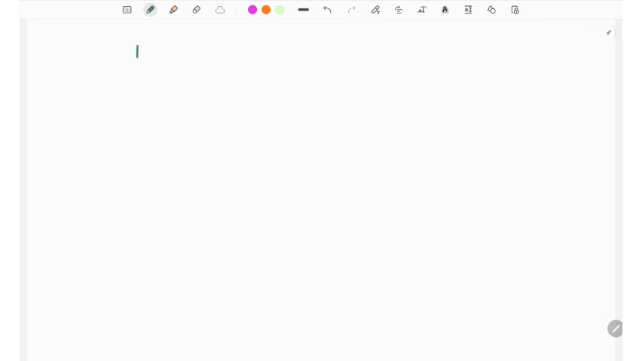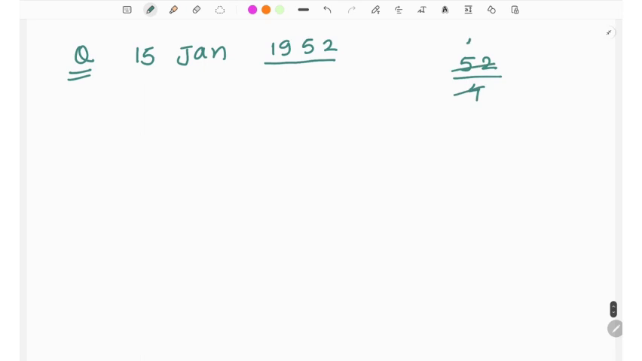So the question which I gave was 15th of January 1952, which was the day? What is the step, students, here? First of all, in step number 1, we see whether the given year is a normal year or a leap year. Now in this given year, 52 is completely divisible by 4, 4 1s are 4 and 4 3s are 12. So this year 1952 is a leap year, and we know that for a leap year the code for January is 0.